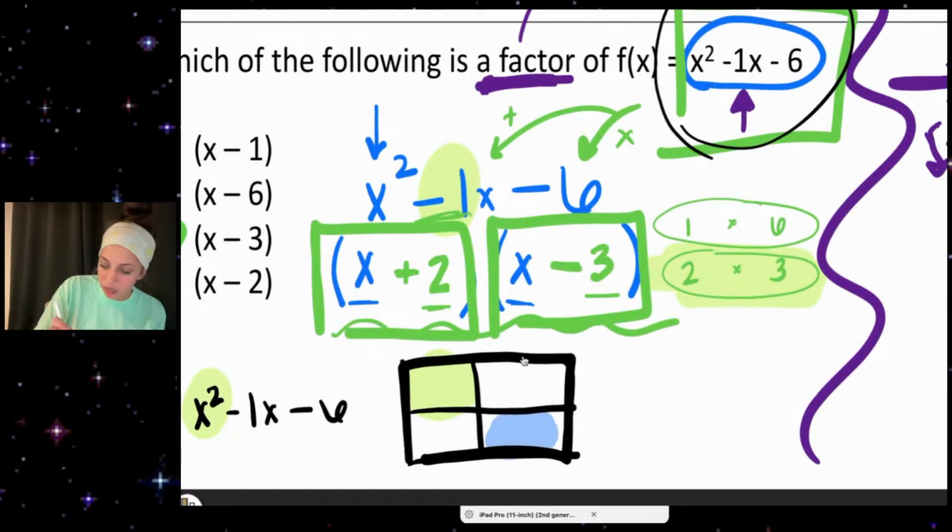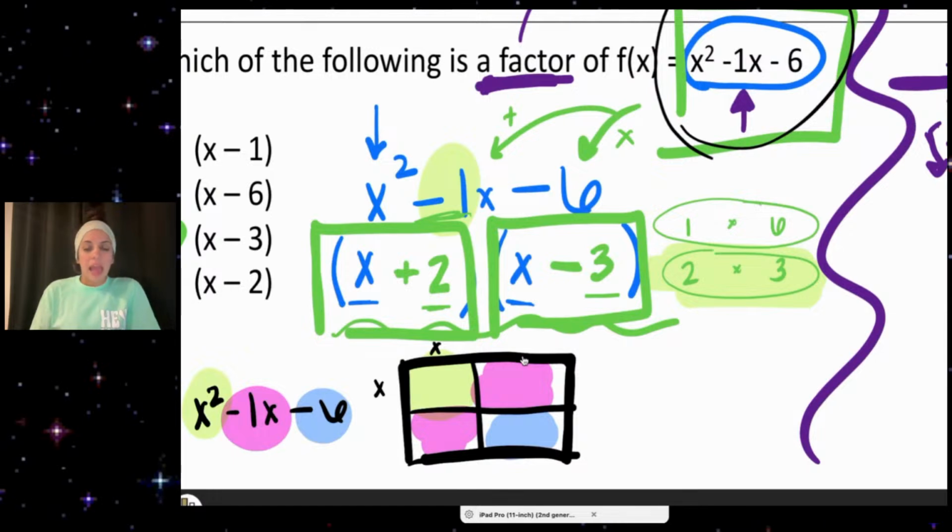This box down here is for this. And these two boxes are for this. And let me show you how. So what times what gives me the green? X times X is green. And then the blue has to be something plus something else, or something times something equals that, but then something plus something equals the pink. So the pink is going to be multiples of the 6. So I could do a 3 and a 2, and that gives me 6 because 3 times 2 is 6.